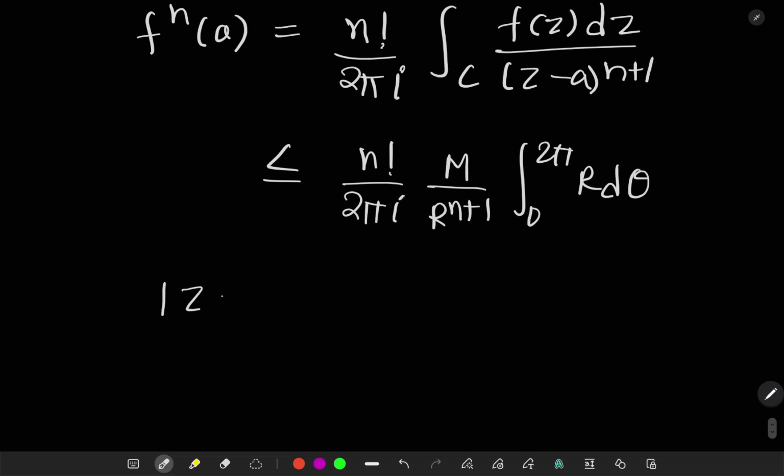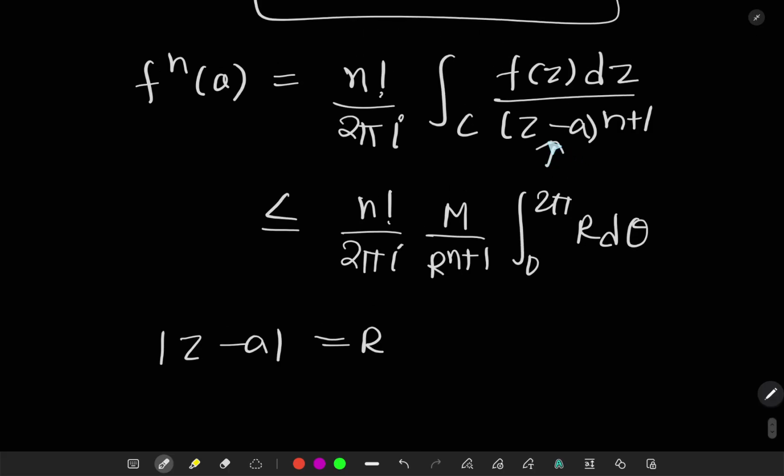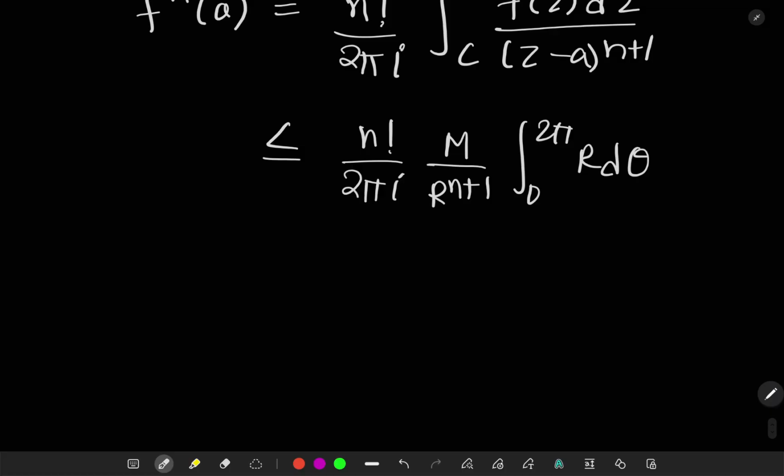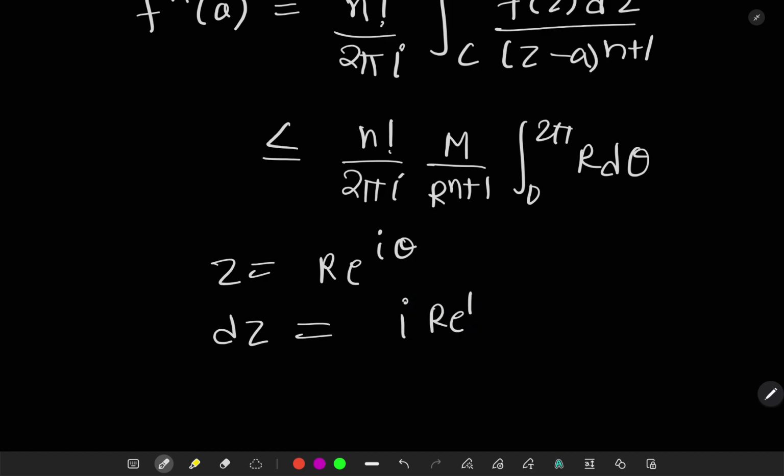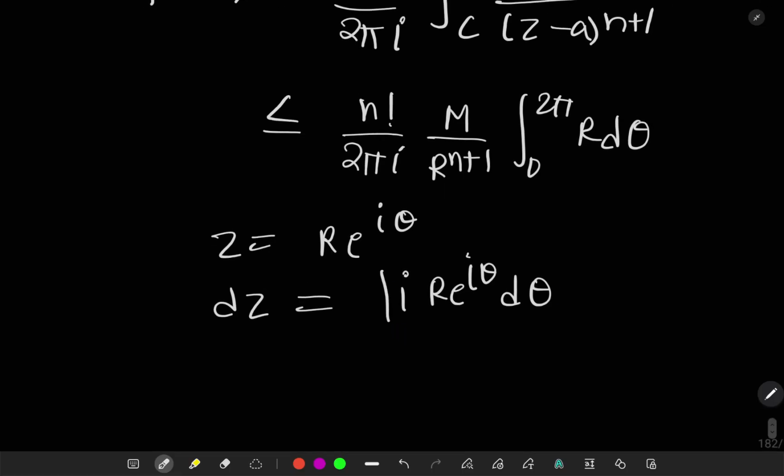Here |z - a| = r, so we used this, and this becomes r^(n+1). And as we know, z = r e^(iθ), and if we write dz equal to this, and take the modulus, and this term is z, so we can write this equals r dθ.